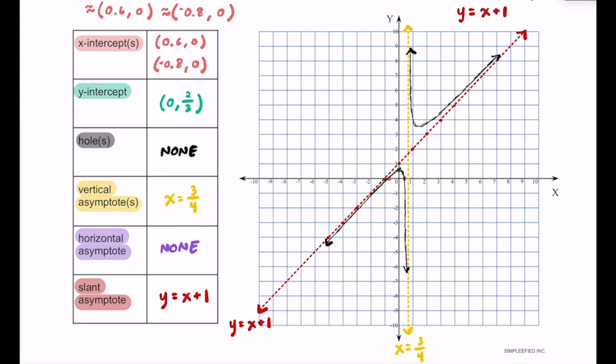So there you have an example of graphing a rational function. This particular one didn't have any holes because we couldn't factor anything and cancel anything out, but we did have those x-intercepts and y-intercepts. There was no horizontal asymptote for this case, just check out those degrees. The vertical asymptote is when the bottom's equal to 0, and then the slant asymptote occurred here because the degree of the top was exactly 1 higher than the degree of the bottom.